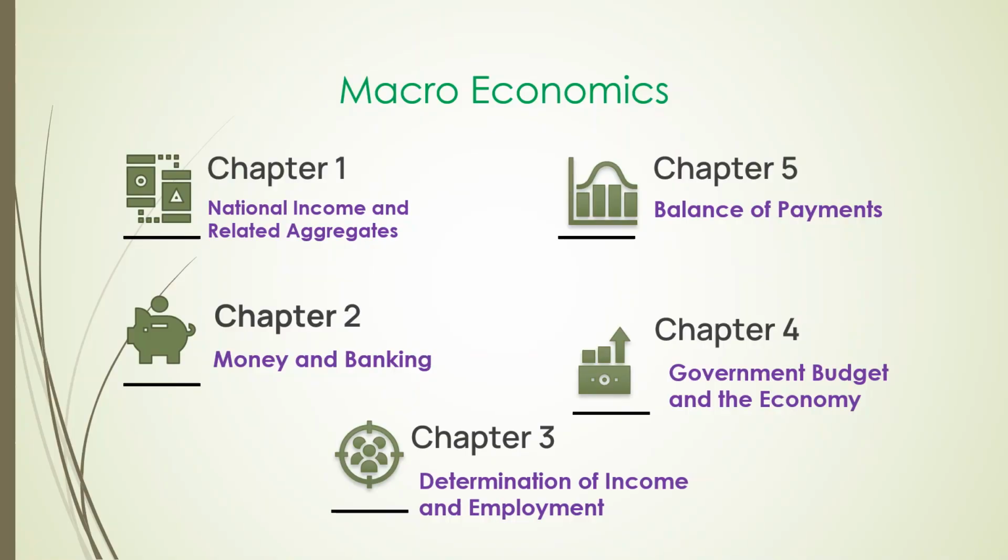Now, let us get into the syllabus of macroeconomics. As you know, we have 5 chapters for macroeconomics. Chapter number 1, national income and related aggregates. Chapter number 2, money and banking. Chapter number 3, determination of income and employment. Chapter number 4, government budget and the economy. And the last chapter, chapter number 5, balance of payment.